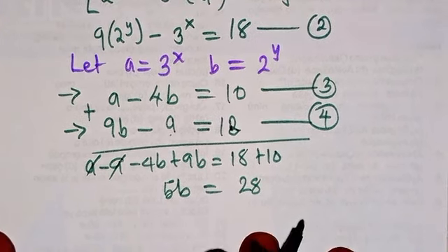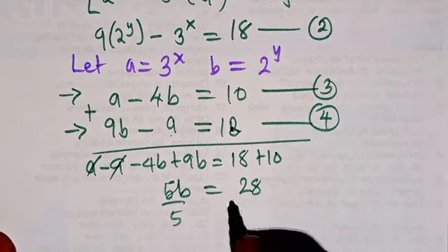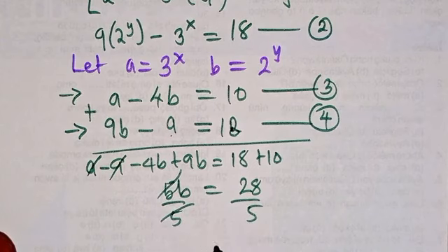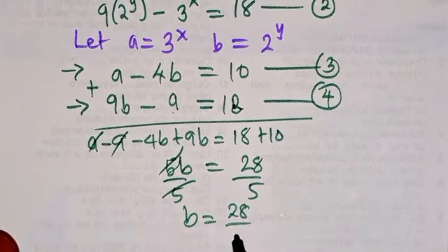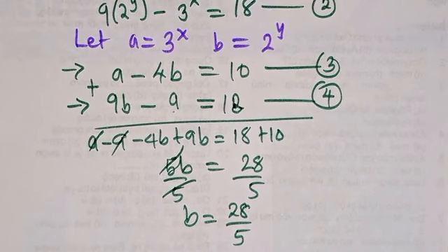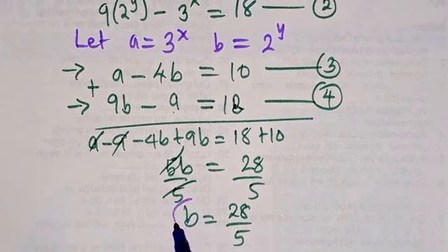From there, we divide both sides by 5, and we have b equals 28 over 5. Let us keep that because we're going to need it.